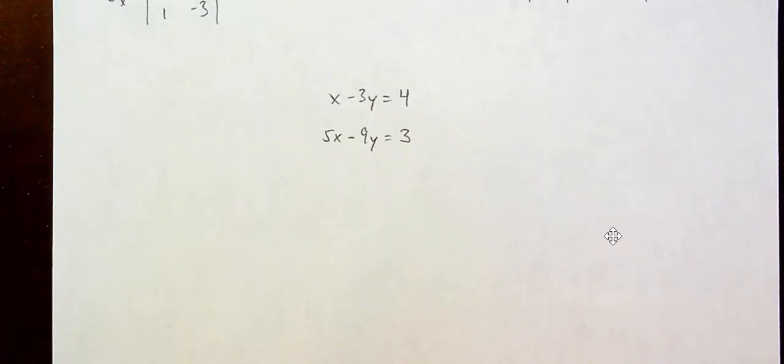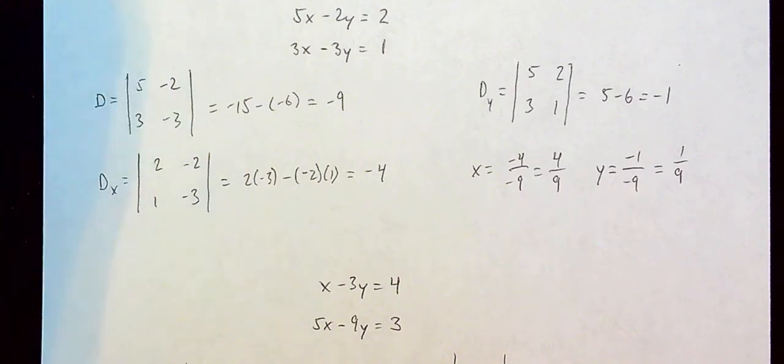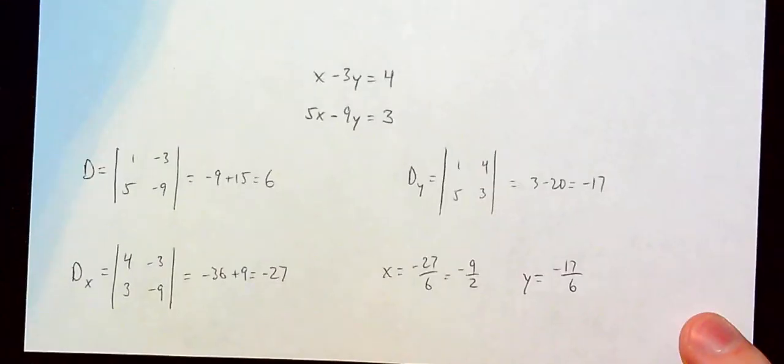All right, I'm going to challenge you guys. Try this one on your own. Try to solve this system of two linear equations in two variables by using Cramer's Rule. So press pause, work it through. Once you think you have the answers, press play, and we'll see if you were correct. Okay, so let's see if you came up with the correct answers here.